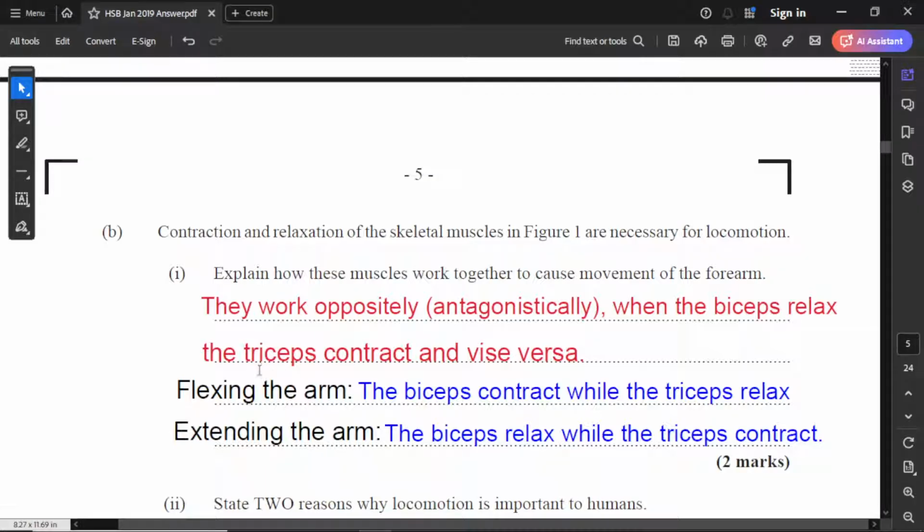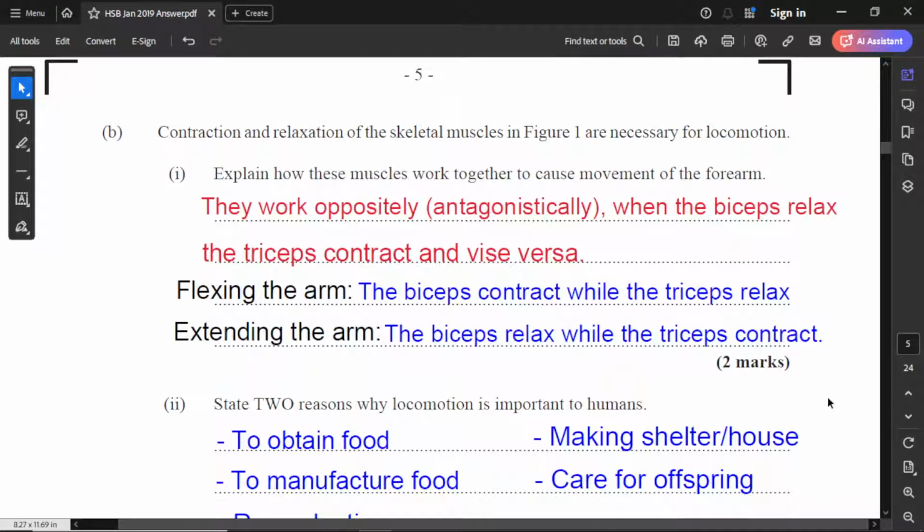And just to make a note right here that flexing the arm, which means to raise the arm or to kind of make a muscle, the biceps will contract while the triceps relax. And if you want to extend the arm, which is also straightening the arm, then what will happen here is that the biceps have to relax, which means to get longer, while the triceps contract, which means to get shorter.